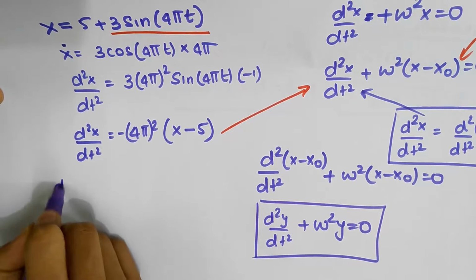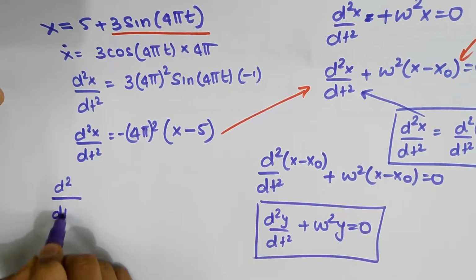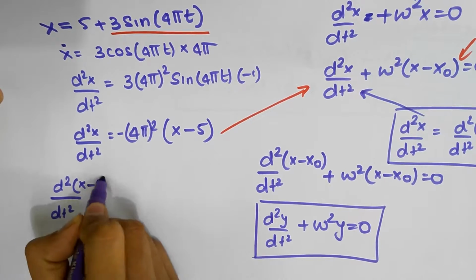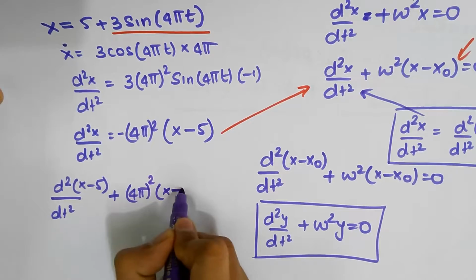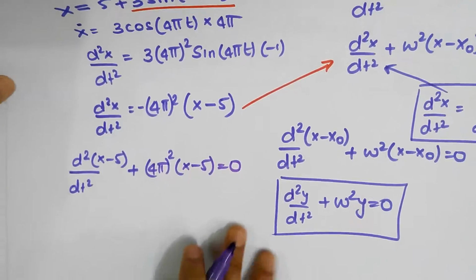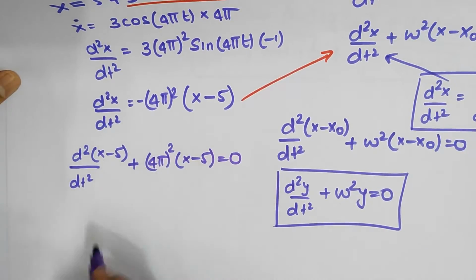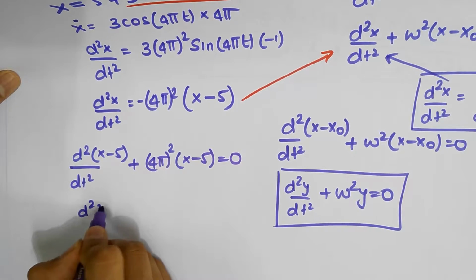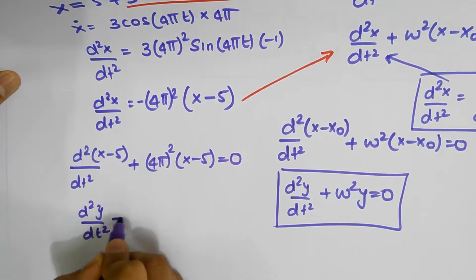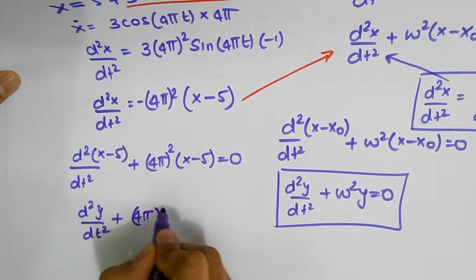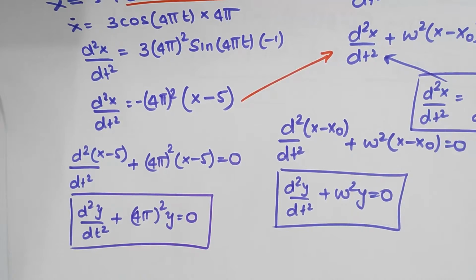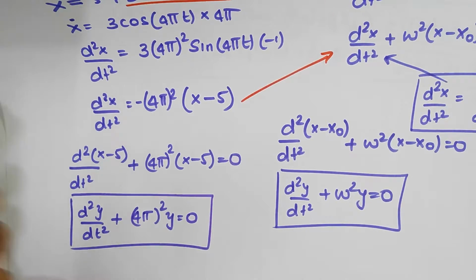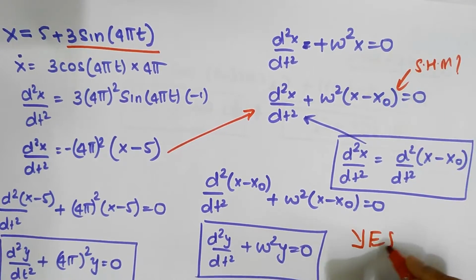We can write this as d squared by dt squared of x minus phi plus 4 pi square times x minus phi equals 0. And we can call that x minus phi as some new value y. So we get d squared y by dt squared plus 4 pi square times y equal to 0. So yes, it is a simple harmonic motion. So the answer is yes.